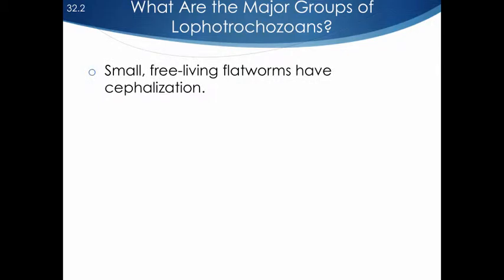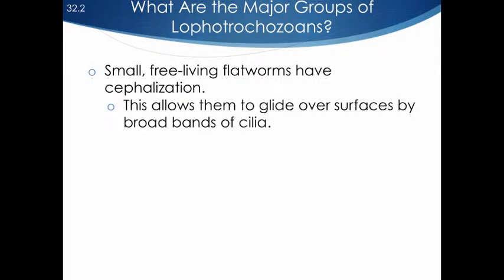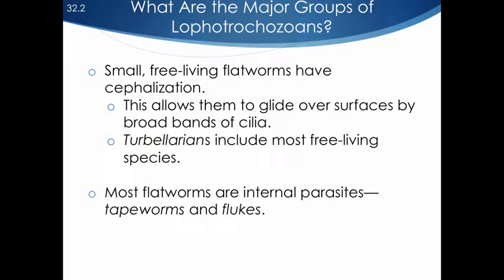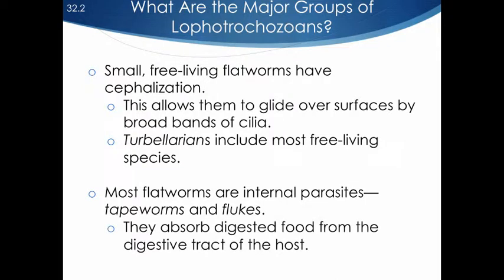So small free-living flatworms have cephalization, and this allows them to glide over surfaces by broad bands of cilia. If you saw in the last picture, it kind of looked like it was floating around, and that's what allows it to do that. Turbellarians include most free-living species. Most flatworms are internal parasites, and tapeworms and flukes are examples of them. The one that we saw before was, I believe, an aquatic flatworm, but a lot of the other flatworms live in digestive tracts of other organisms, and they absorb digested food from the digestive tract of the host.